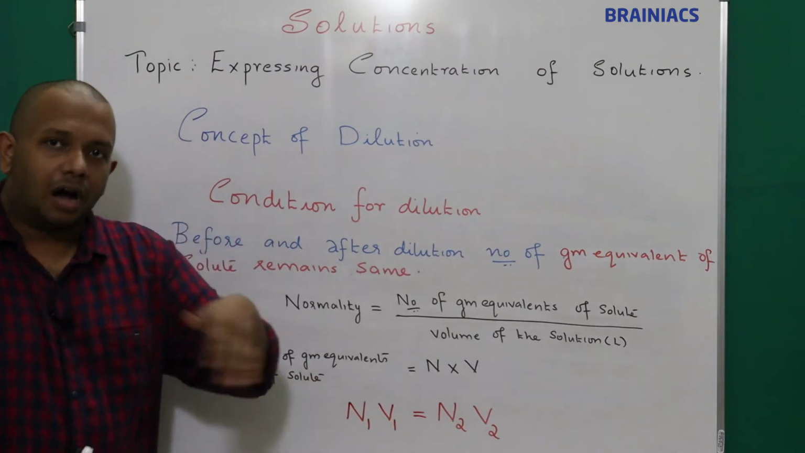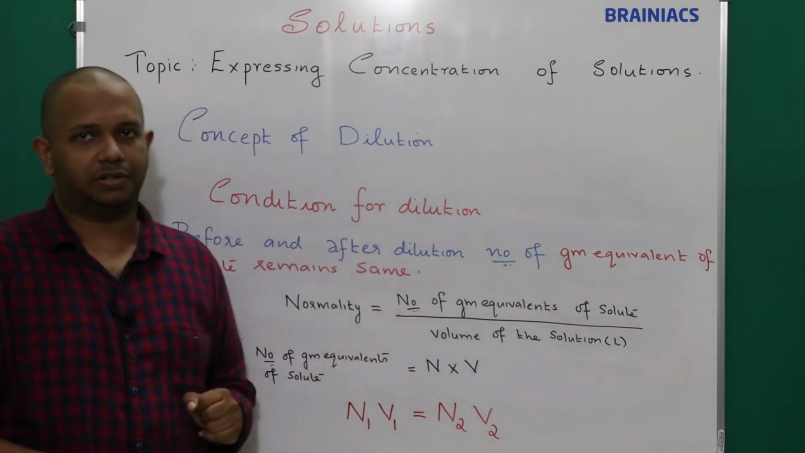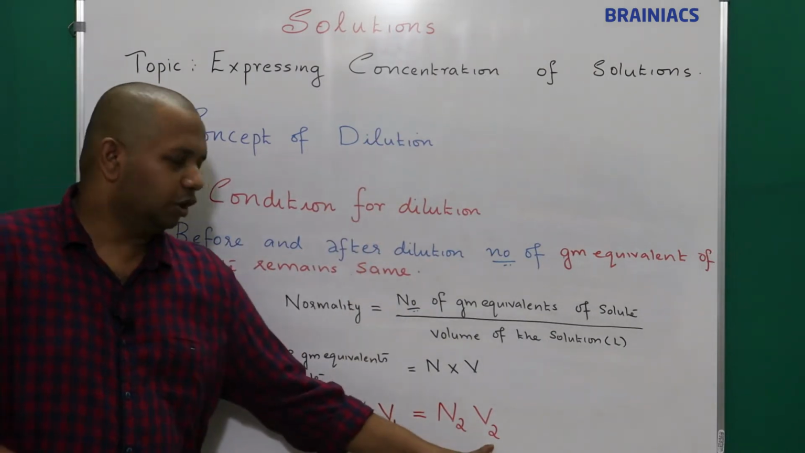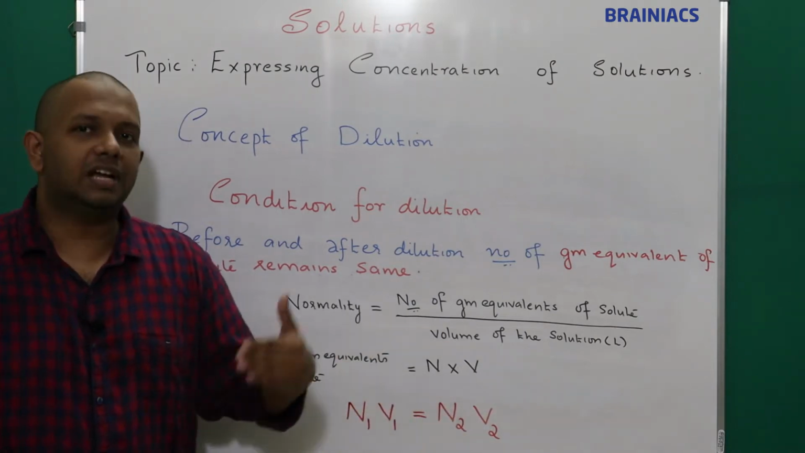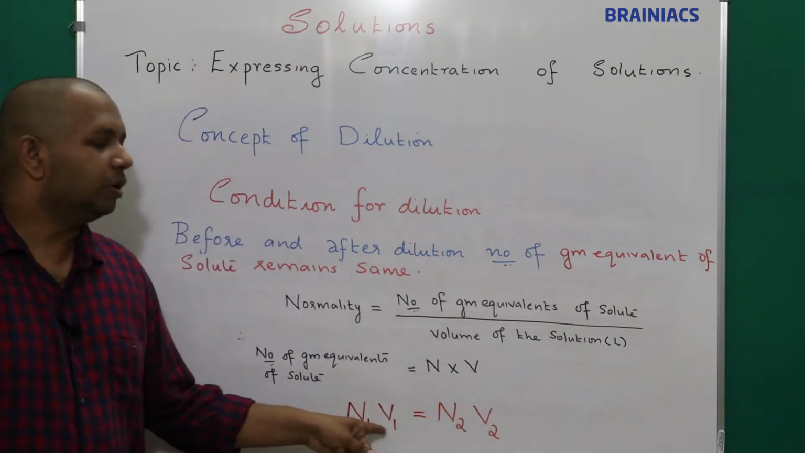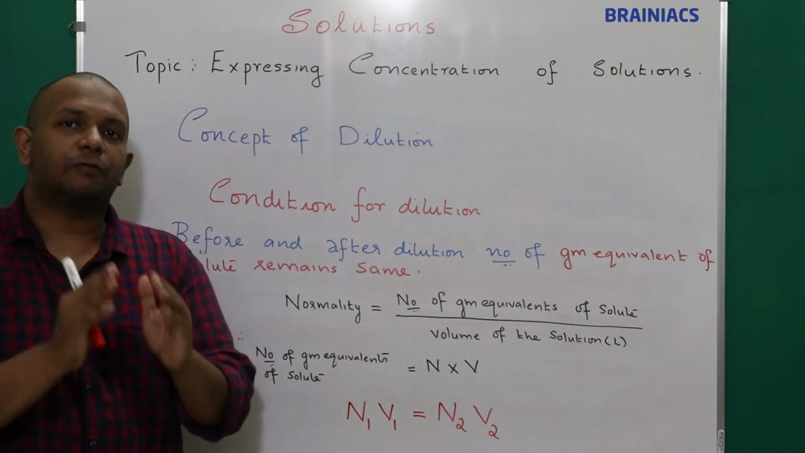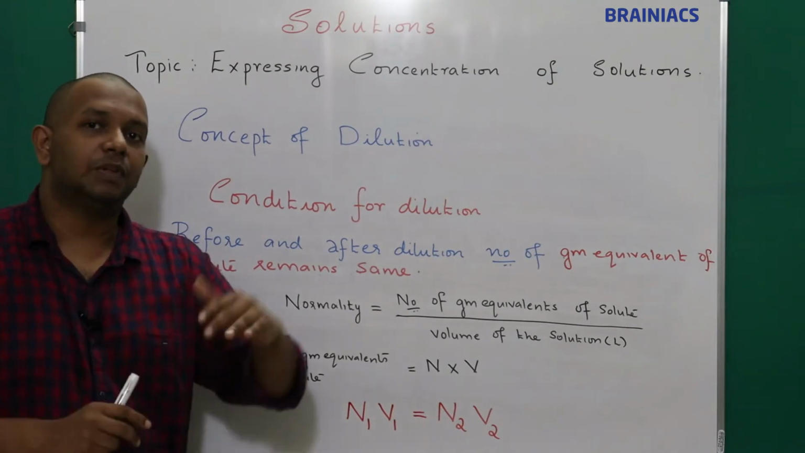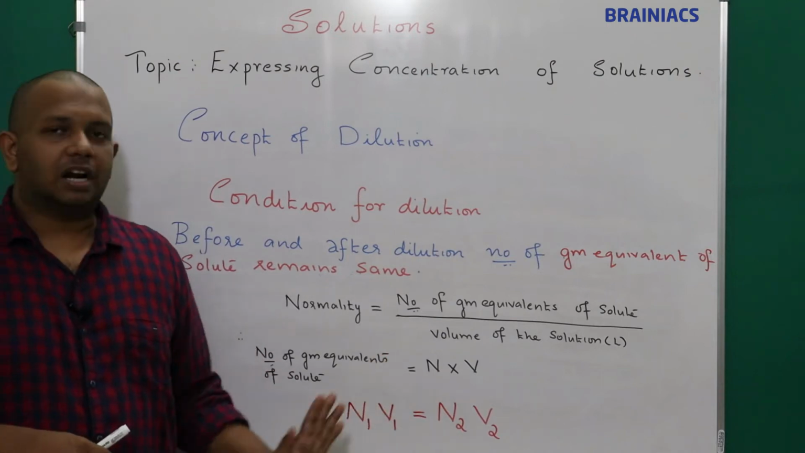You know that after dilution, the volume of the solution is increasing because we are adding solvent. So V1 increased to V2. If V2 increased, what should N2 do? It should decrease so that N2 into V2 is equal to N1 into V1. Then only the concept holds good, because the number of gram equivalents of the solute remains the same before and after dilution. So I hope you understood the condition for dilution.